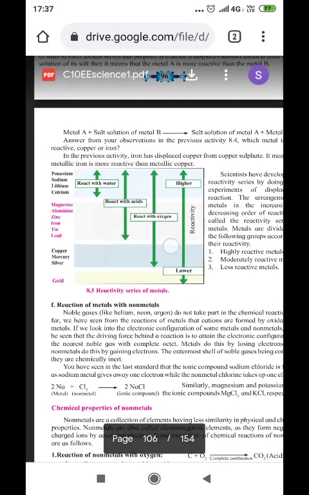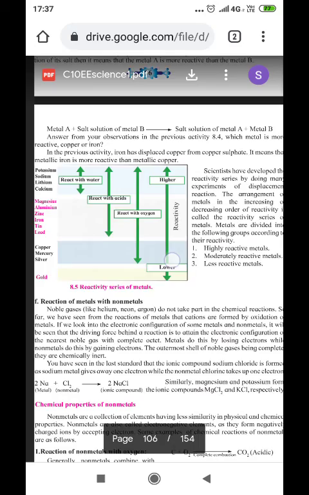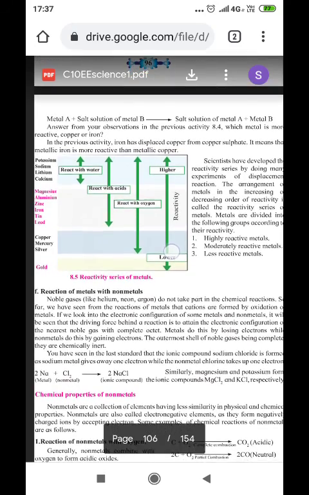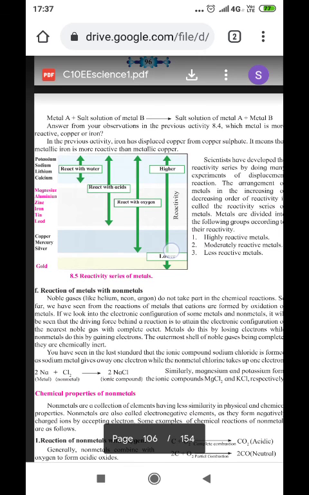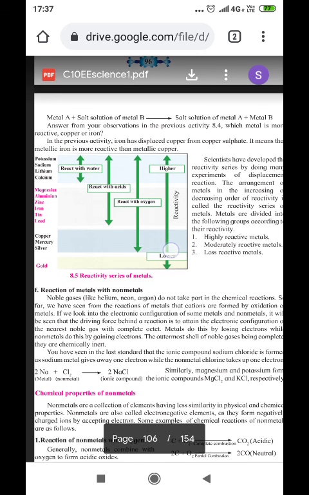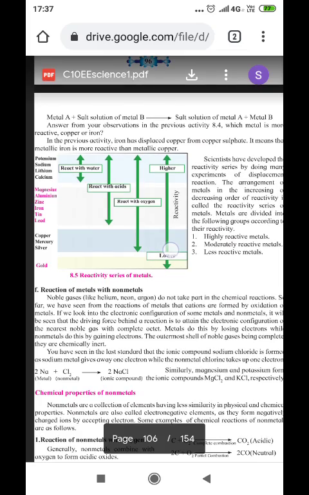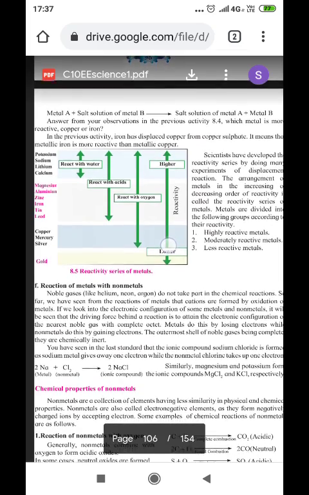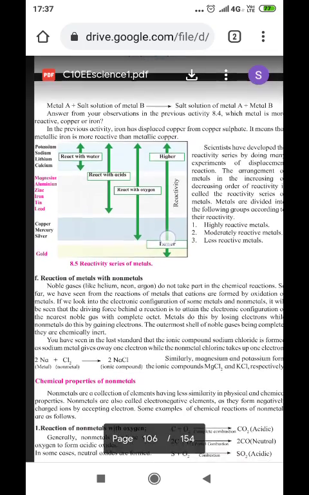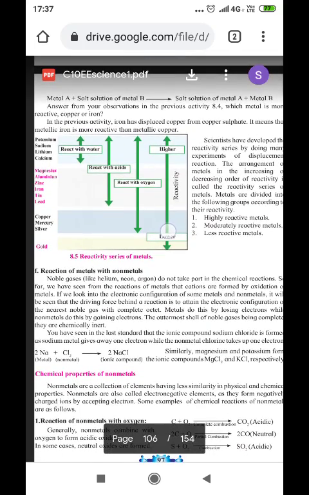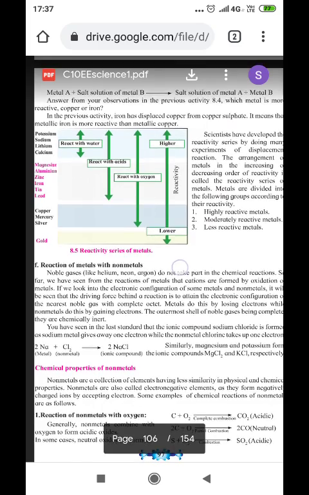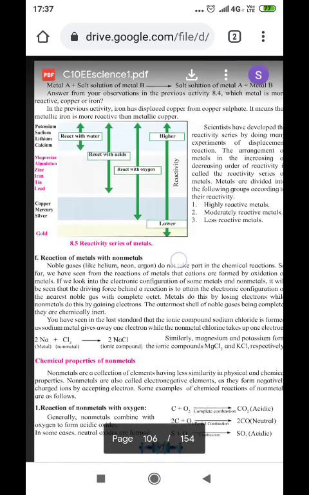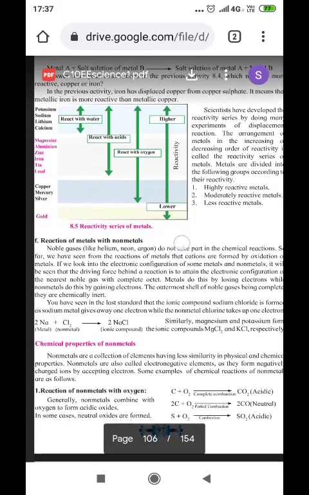That is explained with the help of a general equation. Metal A reacts with salt solution of metal B, and if B is displaced by A, we can say that A is more reactive than B. Then salt solution of metal A plus metal B is formed. In the previous activity, iron has displaced copper from the copper sulfate. It means that metallic iron is more reactive than the metallic copper.